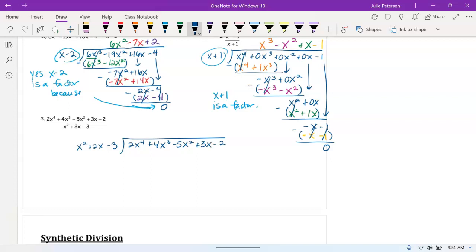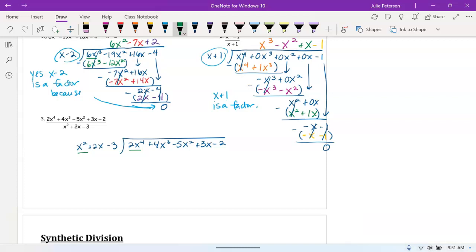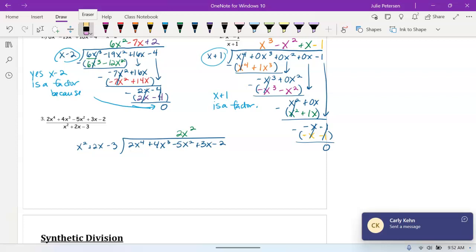Okay, so we're good. Again, we're going to do the same thing that we've been doing. We are going to start with the x squared and the 2x to the fourth, and we're going to say x squared times what makes 2x to the fourth, and that's going to be 2x squared. So it's going to go right here over the other x squareds. The only difference with what we're going to do here is we're going to multiply that 2x squared times all 3 of these in the divisor.